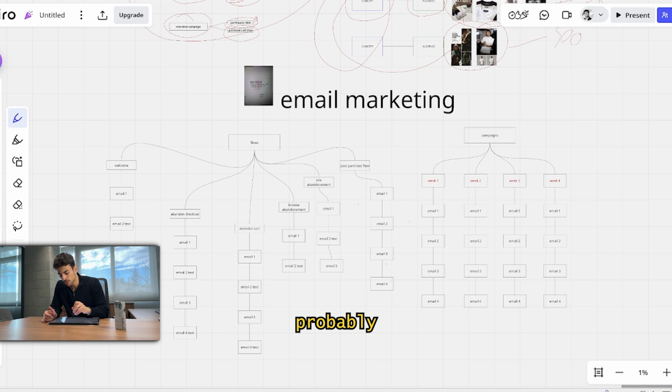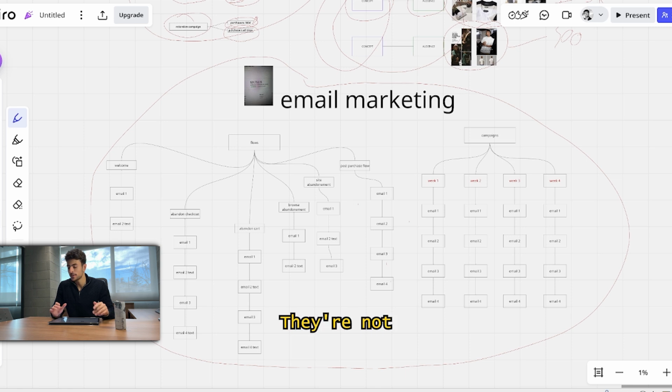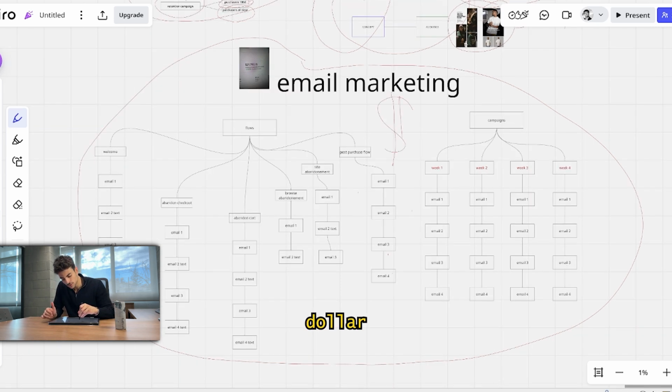Finally, email marketing, which is probably the most important funnel that you're going to be running. A lot of brands are leaving money on the table because of email marketing. They're not running it right, or they're not even running it at all. You have to understand that every single dollar you spend on ads is going to get people to your website, and email marketing is the only thing that is going to keep them from disappearing.